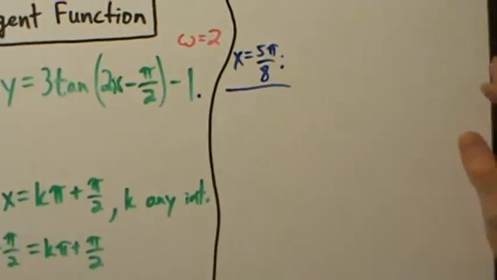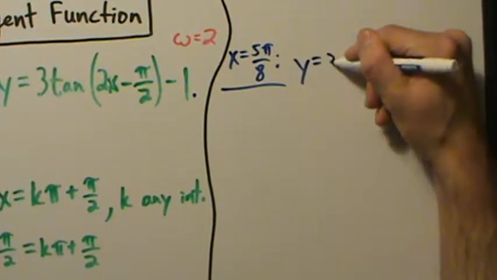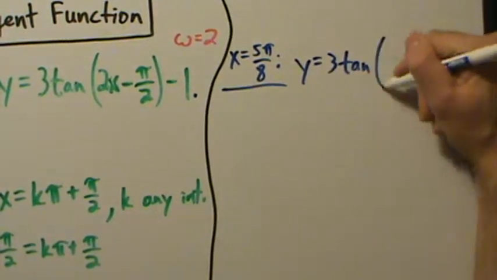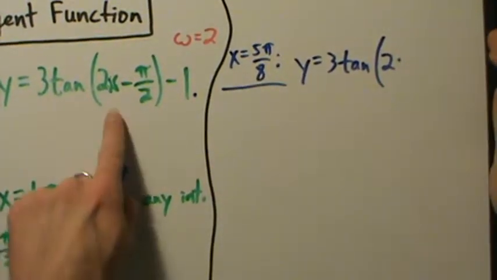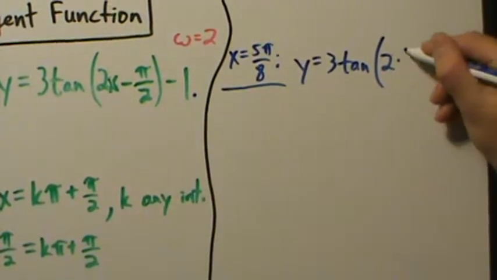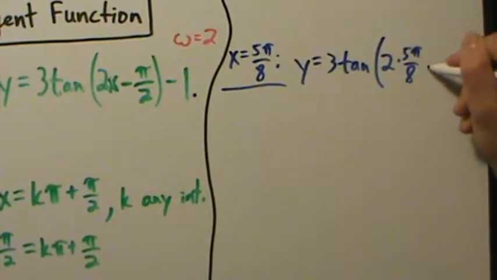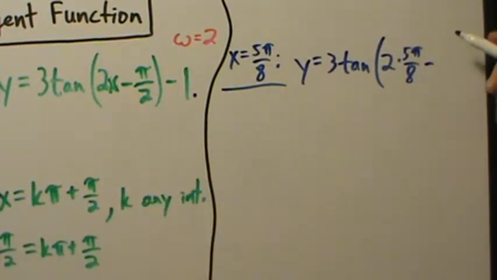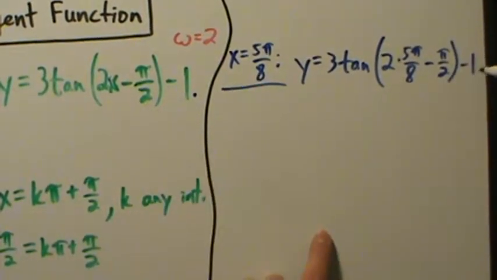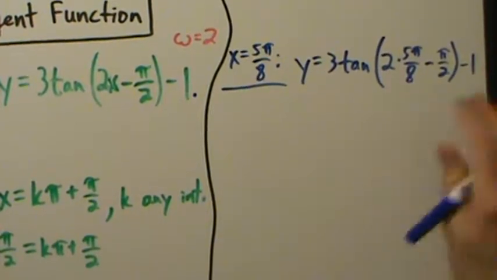what's going on here? What we have is y equals 3 times the tangent of 2 times x, and x is 5 pi over 8, so 2 times 5 pi over 8. And then we still have this minus pi over 2 in there, so minus pi over 2, and then minus 1. Now we just have to simplify and evaluate.